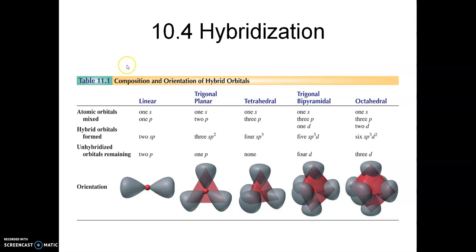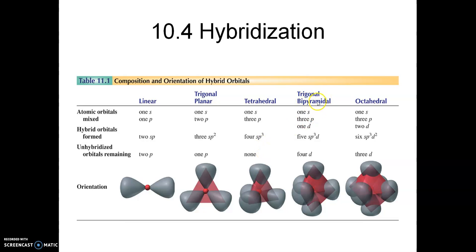So here's just a rundown of the whole thing. Linear gives you sp hybrids, and 2 of the p's are left over. Trigonal planar gives you sp2 hybrids, 1 of the p's is left over. In this case, the p is poking right out of the page at you. Tetrahedral gives you sp3 hybrids, and you've used up all your p's now.